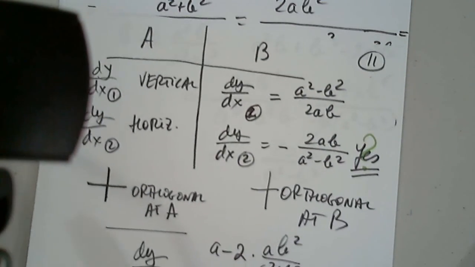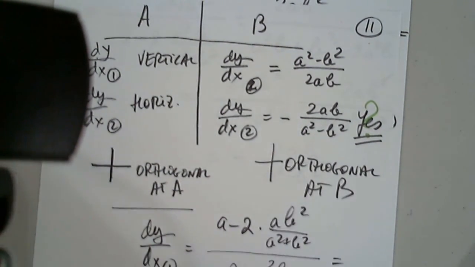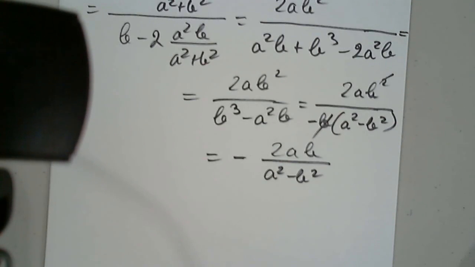So conclusion, at every point of intersection, the two are orthogonal of each other. So they are orthogonal trajectories of each other. Any questions on this? Nice problem you picked. Thank you.